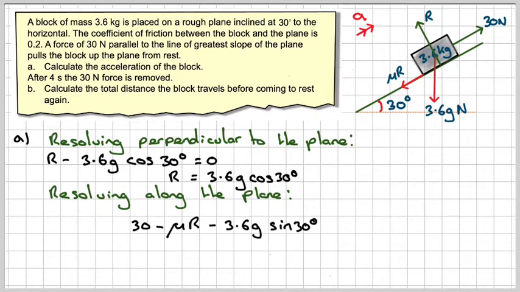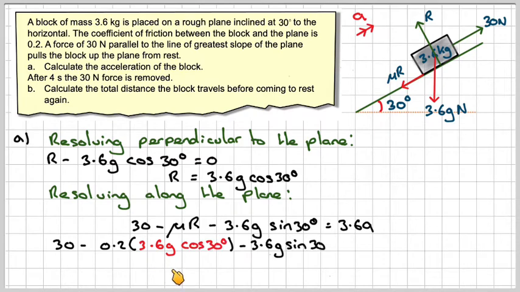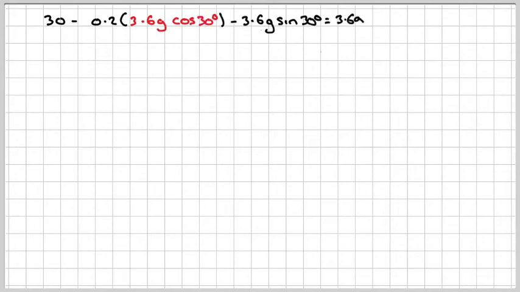And that's going to be equal to mass times acceleration, so 3.6 times a. So we've got our value of R here, and we know that mu is 0.2 from the question. So we've got 30 minus 0.2 times 3.6g cos 30 degrees minus 3.6g sine 30 is equal to 3.6a. So writing that out again, and then to find a, we take all of this and divide it by 3.6.